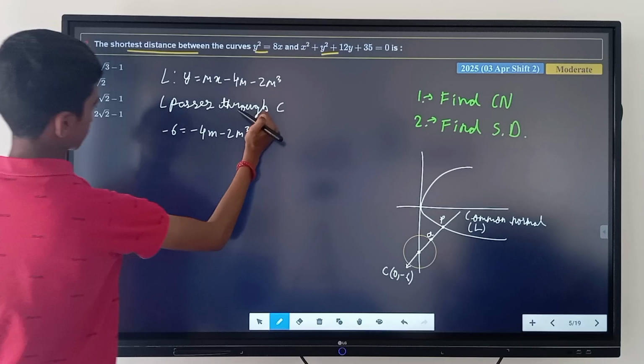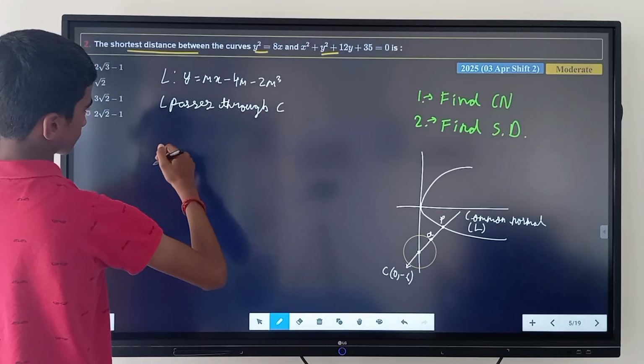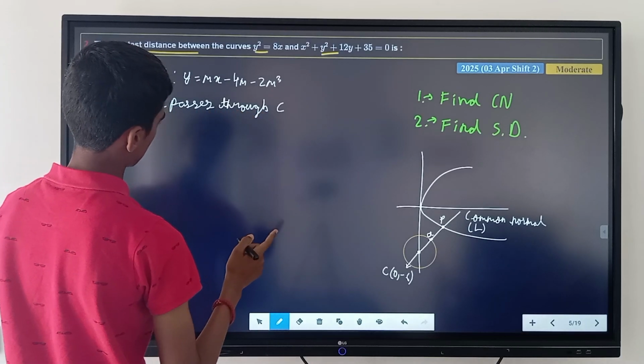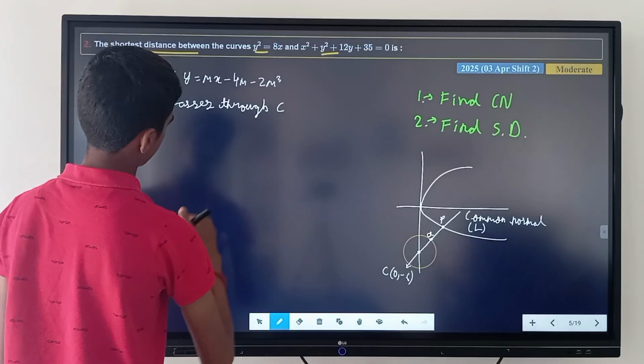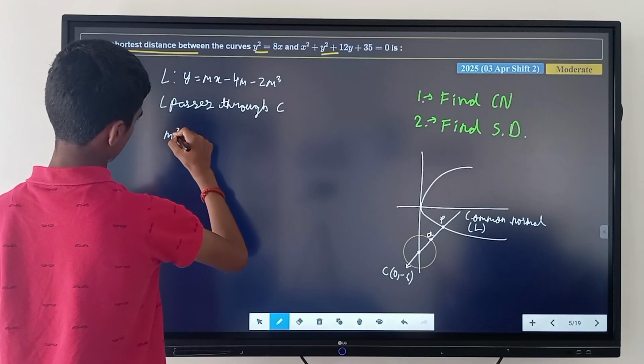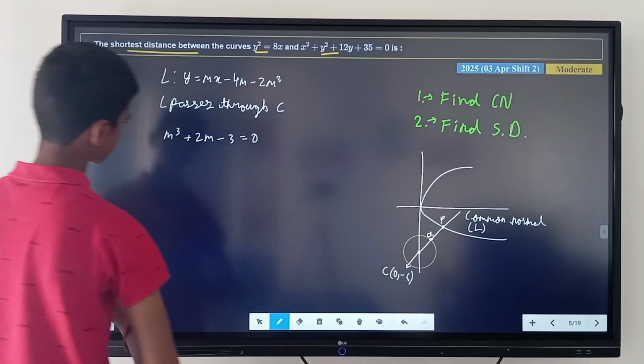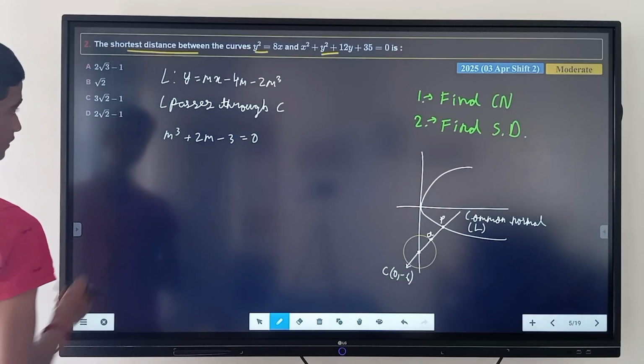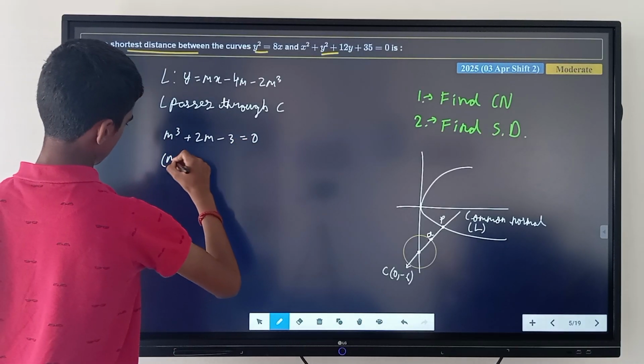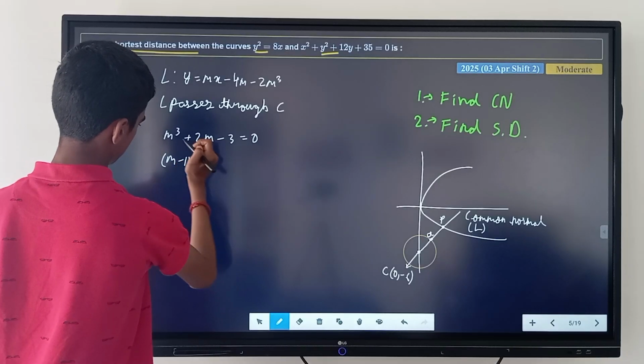On evaluating, this will be, dividing both sides by 2 and taking all the numbers to the left-hand side, we will get m cube plus 2m minus 3 is equal to 0.